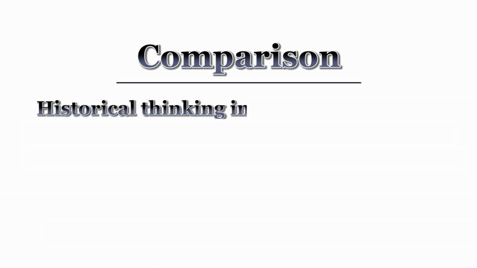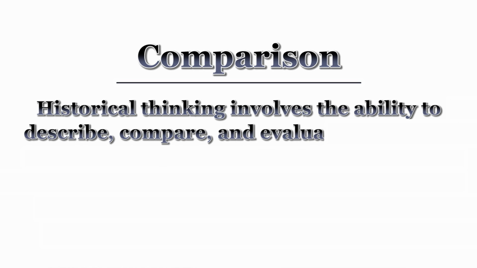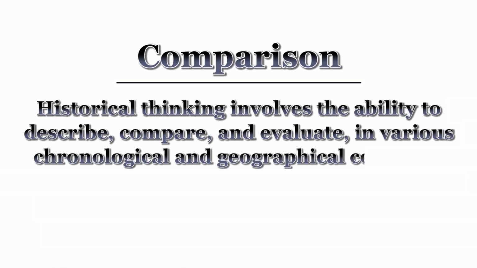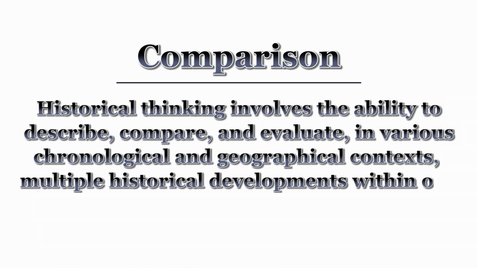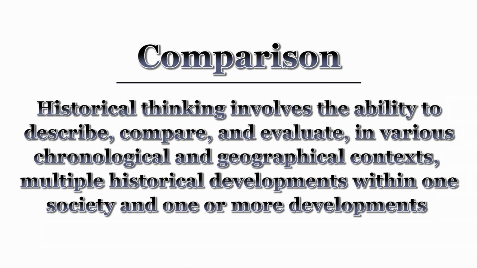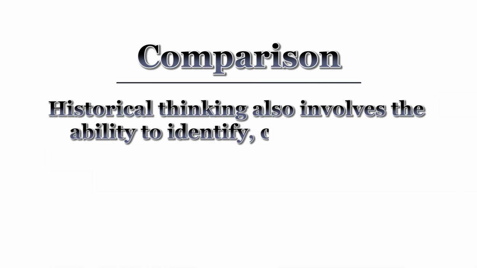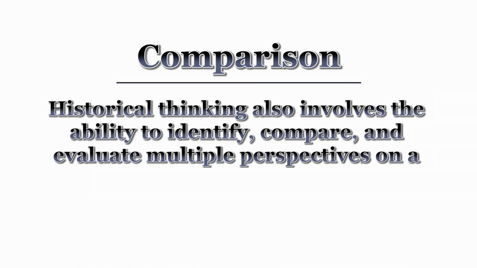So the first component here it says is comparison. Historical thinking involves the ability to describe, compare, and evaluate in various chronological and geographical contexts multiple historical developments within one society and one or more developments across or between different societies. Historical thinking also involves the ability to identify, compare, and evaluate multiple perspectives on a given historical experience. This thinking skill pushes you to compare and contrast societies over time and place using multiple perspectives to inform your work. For example, you could look at the evolving attitudes in the American South, from that of a newly freed slave to that of the plantation owner.